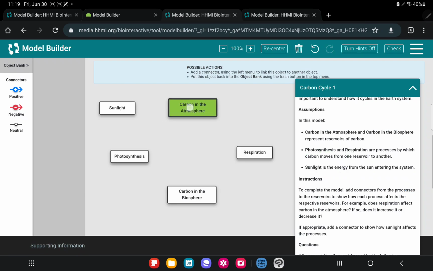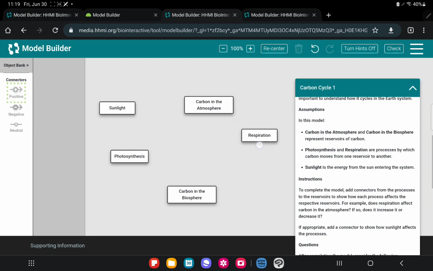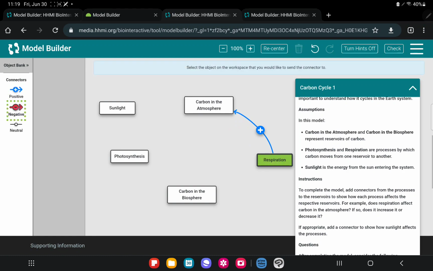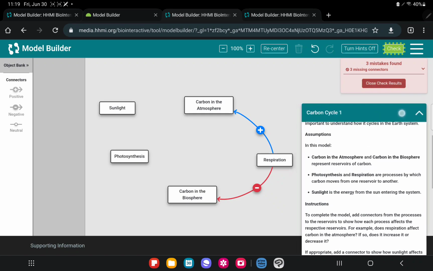So carbon in the atmosphere. Let's see, what does respiration do to carbon in the atmosphere? That process is going to increase carbon in the atmosphere, and respiration is going to decrease carbon in the biosphere. And then I can check, and we have 3 mistakes. Let's see what those mistakes are.